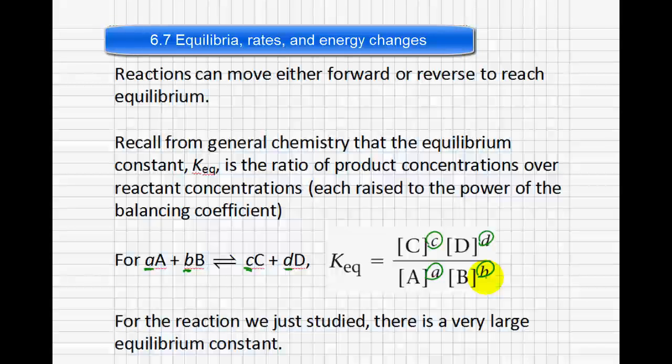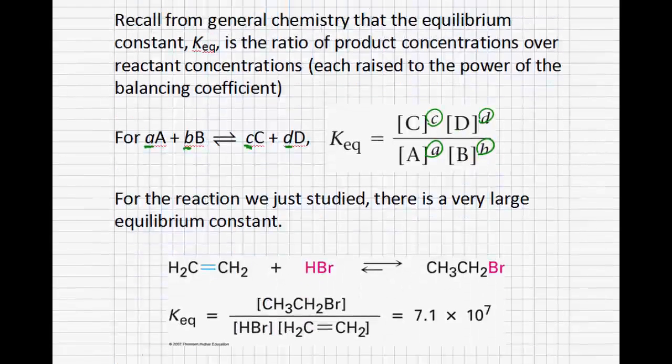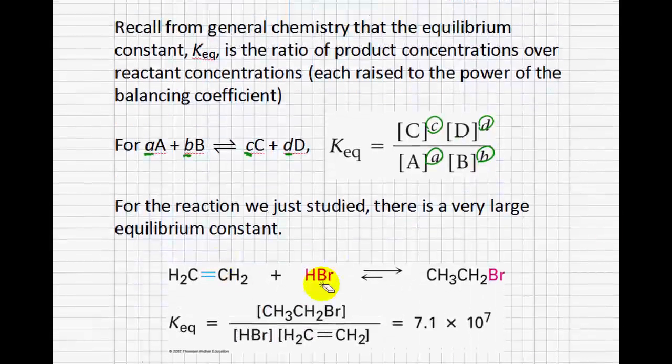Okay, so for the reaction we just studied, ethylene and HBr, it turns out the equilibrium constant for that is very high, 7 times 10 to the 7. Okay? That means the concentration of the product, the CH3CH2Br, will be much, much larger than the concentration of reactants when this reaction is allowed to reach equilibrium, right?